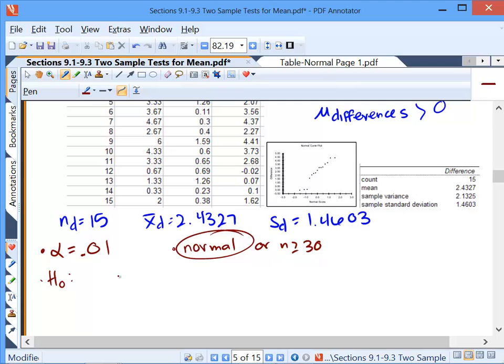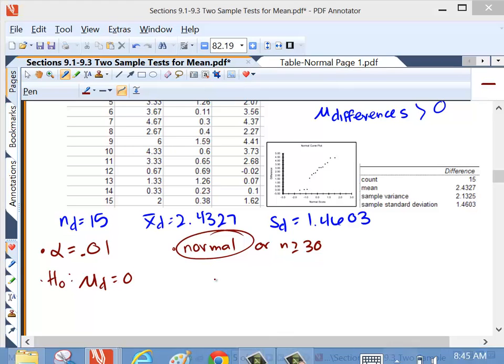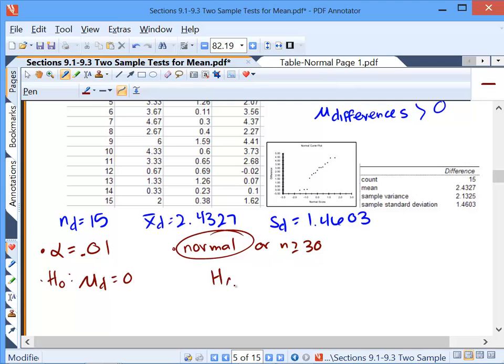My null hypothesis would be that my two means are equal, so that the mean of the differences is 0. And my alternative, based on what we wrote up above, we want the mean of the differences to be greater than 0.